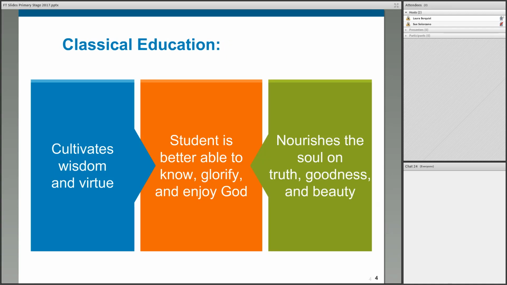Now, this is a classical program. Classical education can be defined in various ways, and it can be defined with respect to the matter and the form, or it can be defined with respect to the end. This definition that I'm about to give has to do with the end that we're trying to achieve. Classical education is the cultivation of wisdom and virtue by nourishing the soul on truth, goodness, and beauty, so that, in Christ, the student is better able to know, glorify, and enjoy God. Isn't that lovely? So that's what we're trying to accomplish.